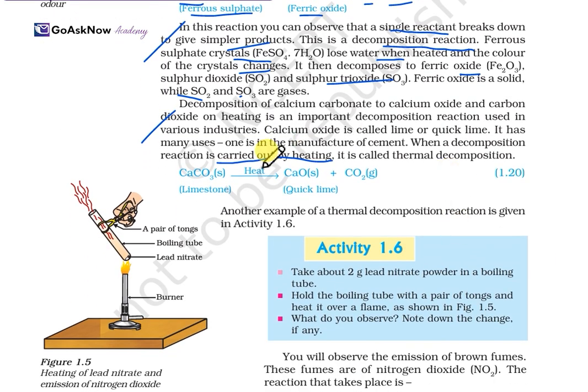Okay, when the decomposition reaction is carried out by heating, it is called a thermal decomposition. Another definition we also get from here. So again, CaCO3, limestone, has been heated, and here we are getting CaO, which is quicklime, and CO2, carbon dioxide, which is in the gaseous state. Now, another example of the thermal decomposition reaction is given.